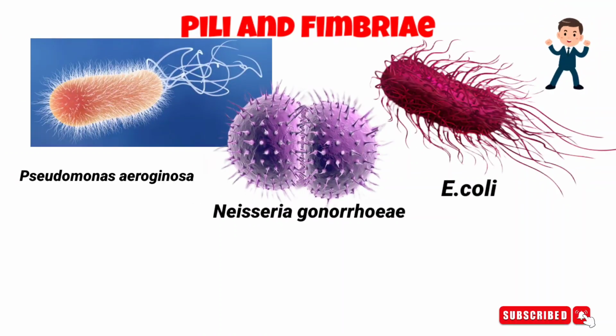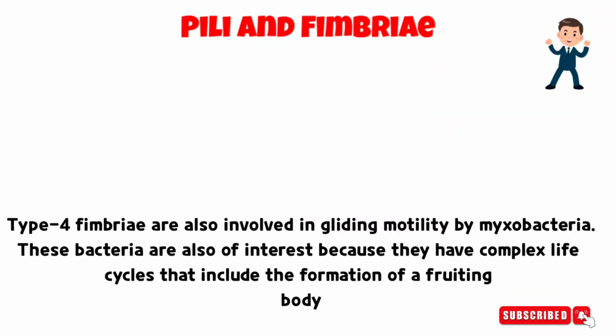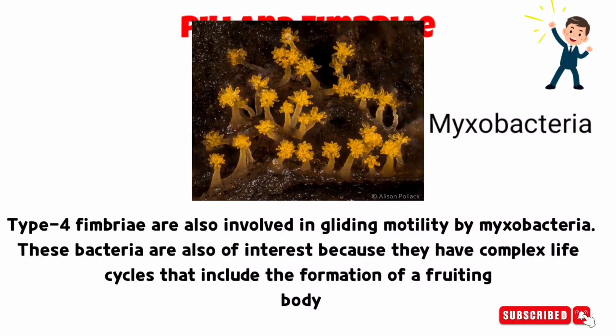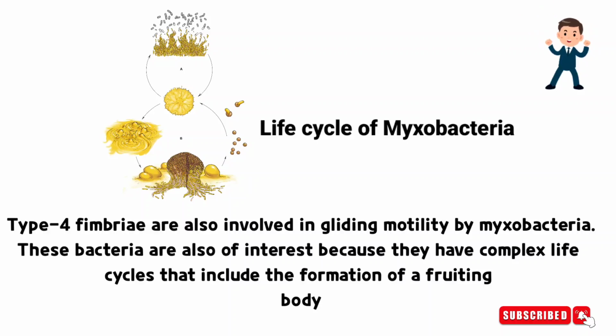such as Pseudomonas aeruginosa, Neisseria gonorrhoeae, and some strains of Escherichia coli. Type 4 fimbriae are also involved in gliding motility by myxobacteria. These bacteria are also of interest because they have complex life cycles that include the formation of a fruiting body.